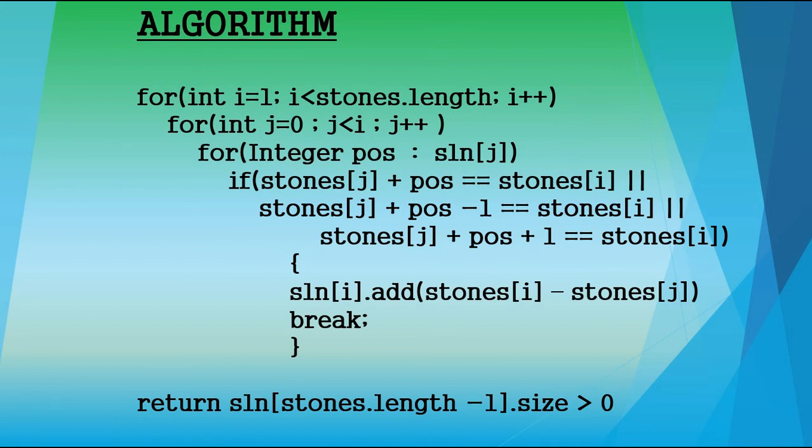Now here I am checking if the value at jth cell plus the recorded last jumps, the 3 next jump possibilities, that means position, position minus 1, position plus 1, if any of them is equal to the value at the ith cell, then in our solution array we are going to add the difference between the values of ith cell and the jth cell, and we are going to break the loop. That means we are not going to be looking into the other last jumps recorded at the jth cell.